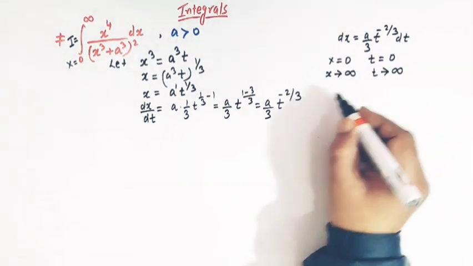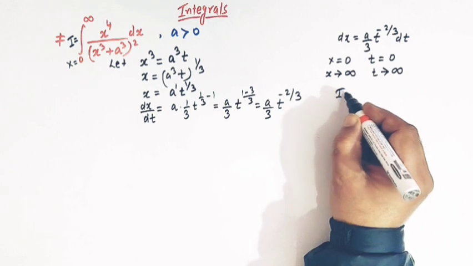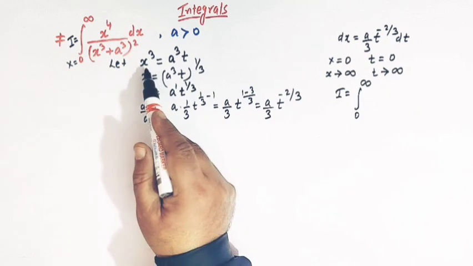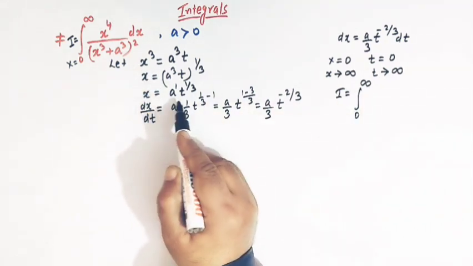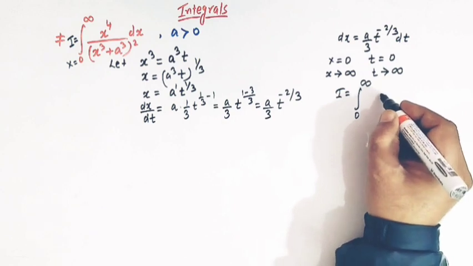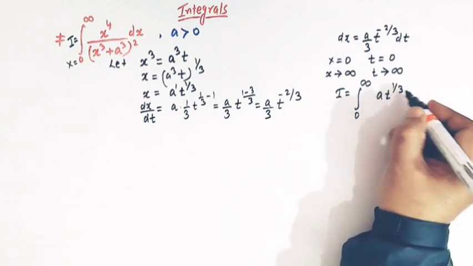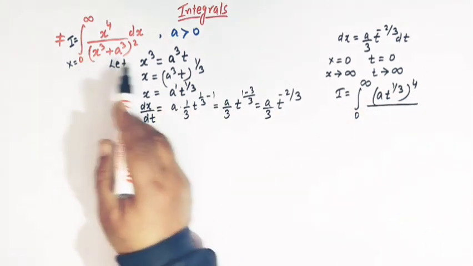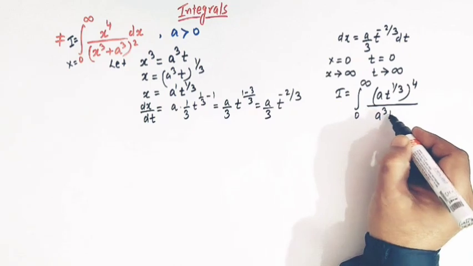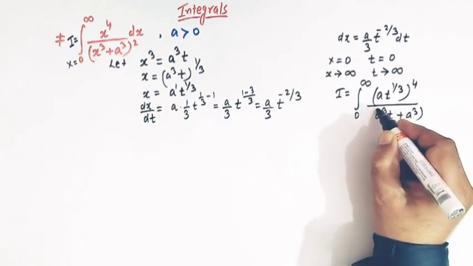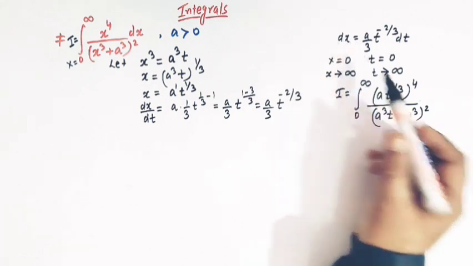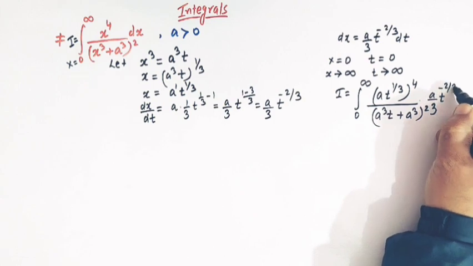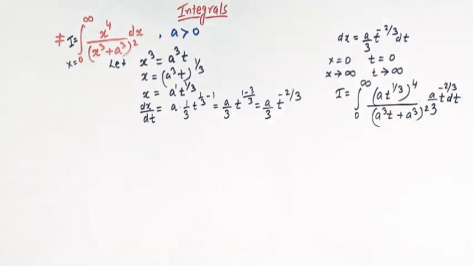Now we can write this integral I in terms of t as 0 to infinity x raised to 4. We have x is equal to a t raised to 1 by 3, so we have (a t raised to 1 over 3) raised to 4, divided by (x cube, that is a cube t, plus a cube) whole square, and for dx we can write a over 3 t raised to minus 2 by 3 dt.